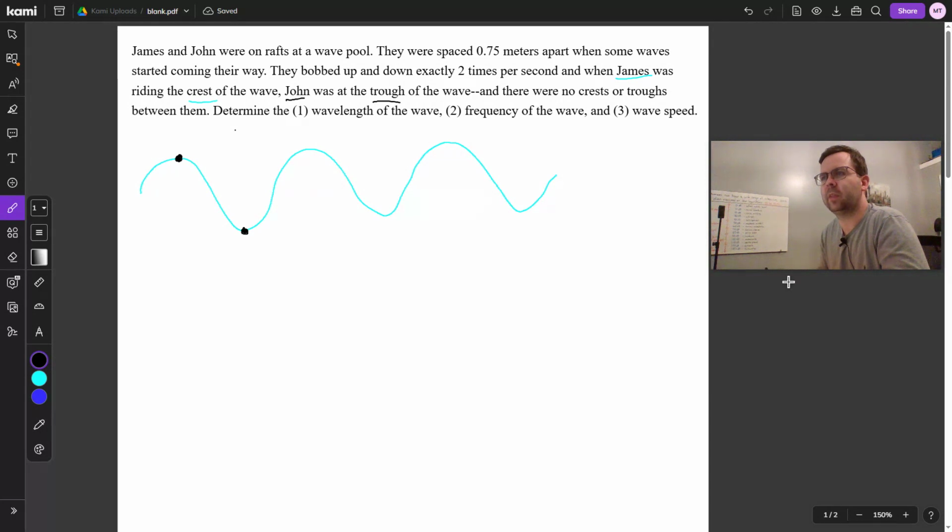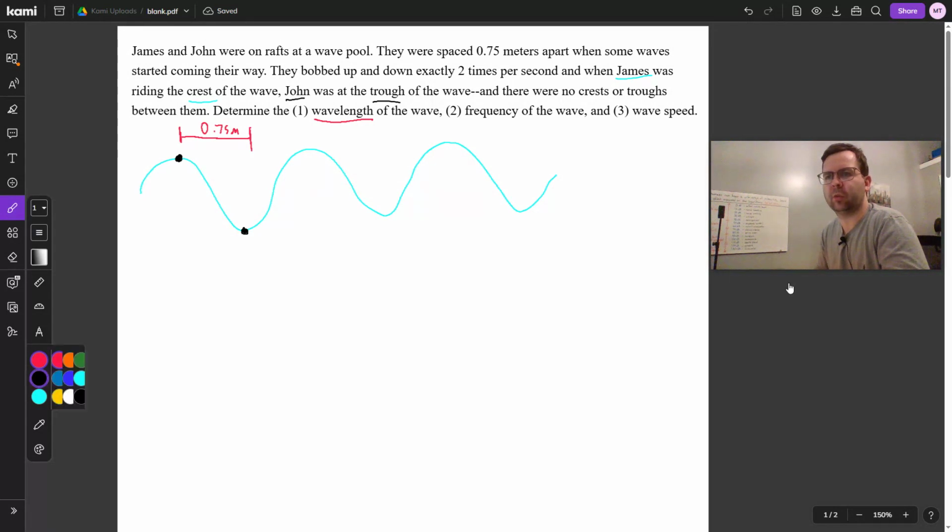It says that they were spaced 0.75 meters apart. So that refers to this spacing right here. Before the waves came, they were 0.75 meters apart from each other. And then it says they bobbed up and down exactly 2 times per second. We'll get to that part later because what we want to know is the wavelength of the wave.